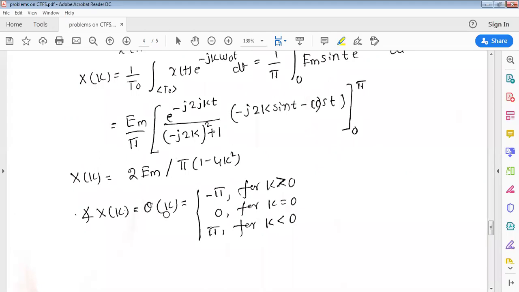Now how do you evaluate theta of k? Theta of k is equal to minus pi when k is more than 0. So when k is equal to 2, the answer will become negative, therefore it will become minus pi. For k equal to 0, this is a pure number 2 Em by pi only, therefore it is 0. When k is less than 0, the angle is taken as plus pi. Look here, when k is less than 0 also, this is positive only. Minus 2 whole square is also plus 4, plus 2 whole square is also plus 4 only. But angle wise, when it becomes more than 0, the angle is taken on the other side. When it becomes less than 0, the angle should be taken on this side.